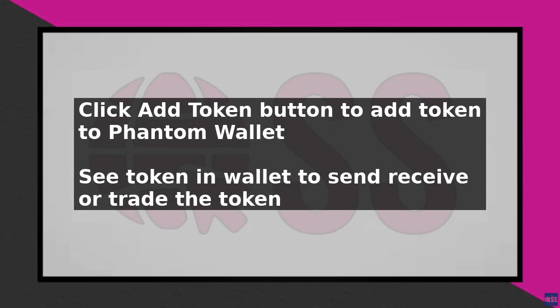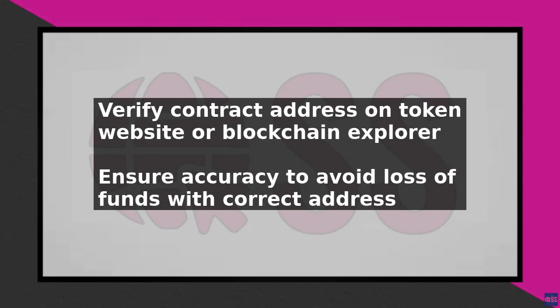token. It is essential to ensure that you are using the correct contract address, as using the wrong address can result in loss of funds. Always verify the contract address on the token's official website or on a trusted blockchain Explorer website to ensure its accuracy. By following these steps, you can easily add a token to your Phantom Wallet using a contract address.